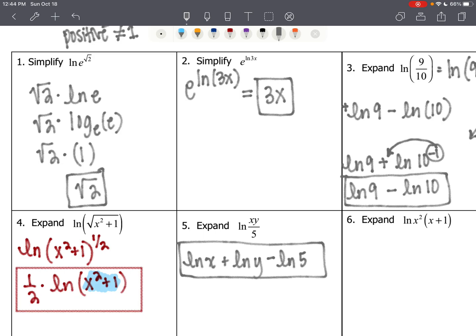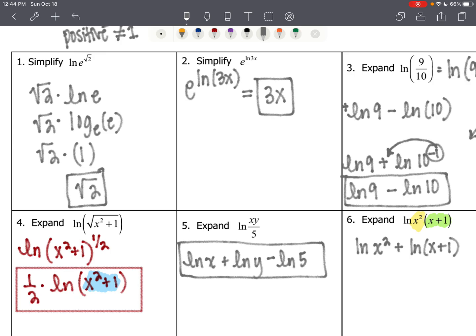Okay, you try. I'm going to use highlighters. I'm going to highlight how many logarithms I should have. So I'm going to need 2 different colors here. X squared is a factor, and x plus 1 is a factor. This is going to be the product rule. So I'll have the natural log of x squared plus the natural log of x plus 1 in parentheses.